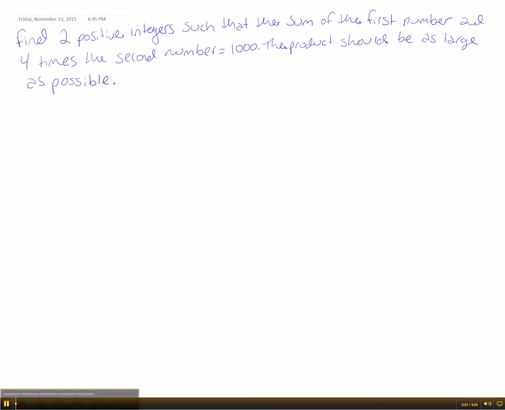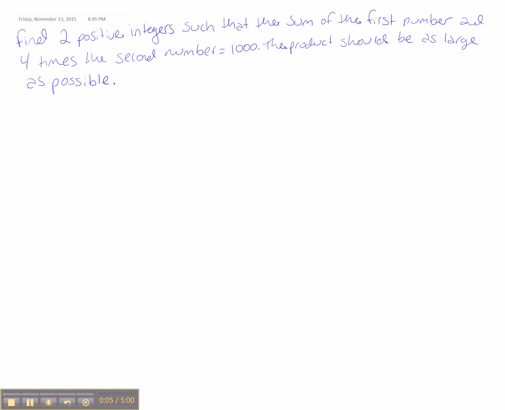Okay, so for this I chose to do an optimization problem, and it says to find two positive integers such that the sum of the first number and 4 times the second number equals 1,000. The product should be as large as possible.